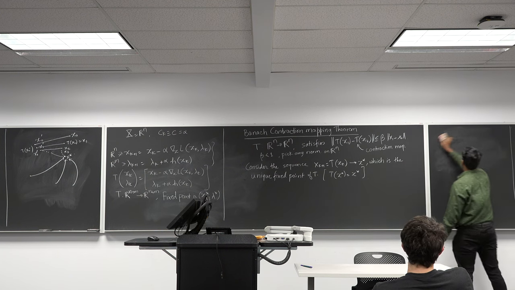Okay, so at least I went through this pattern-finding puzzle, and we have been able to conclude that xk plus n minus xk is supposed to look something like this. Is this a Cauchy sequence? Is it a Cauchy sequence?